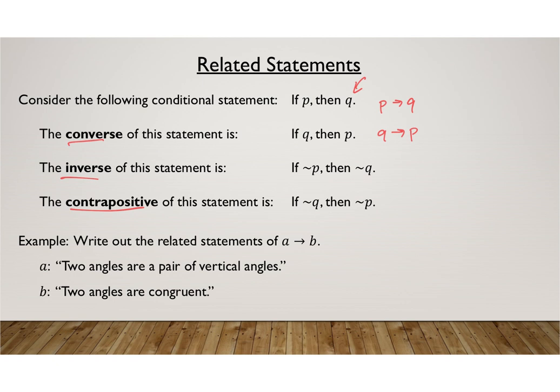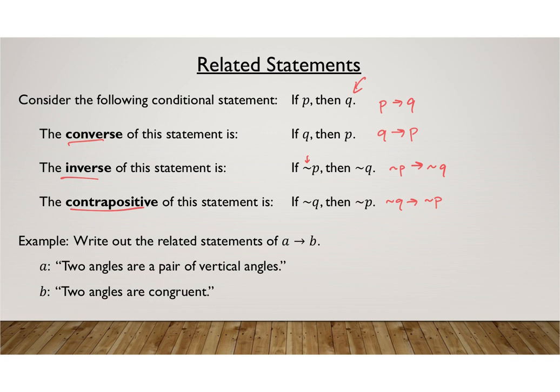Now the inverse is when you negate the conditional. So remember, this little symbol right here means not. So if not P, then not Q. And last but not least, our contrapositive is when you negate the converse. So we have if not Q, then not P. Please make sure you have these in your notes. They're going to be very important as we move forward.